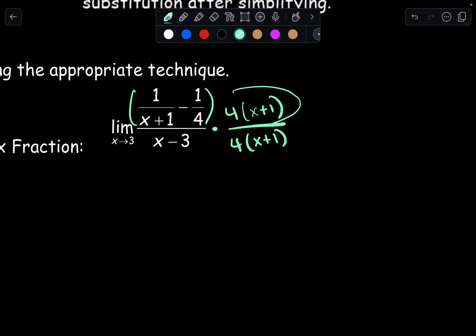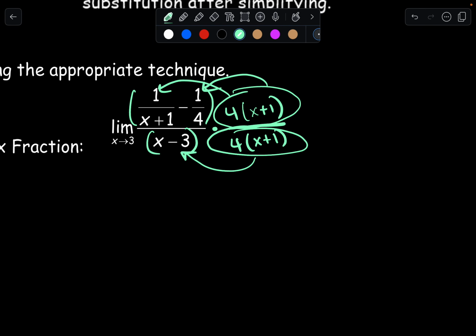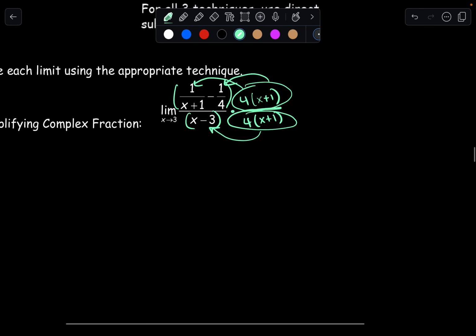So what I'm going to do is take this 4 times x plus 1, multiply it with the numerator of the first fraction, and then take it again, multiply it with the numerator of the second fraction. Then I'm also going to take this denominator and multiply it with this binomial. All right, so let's see what happens.